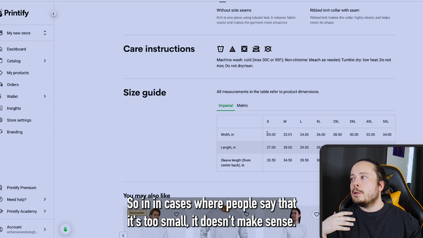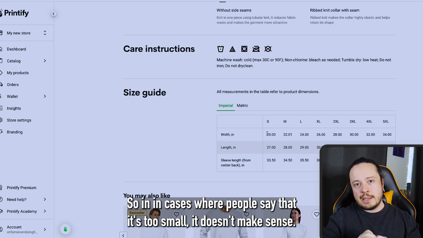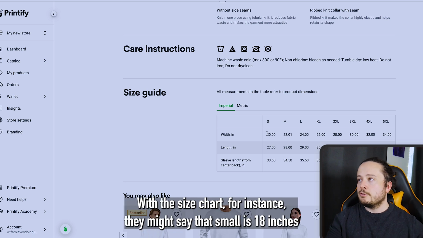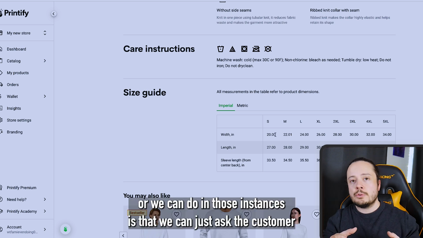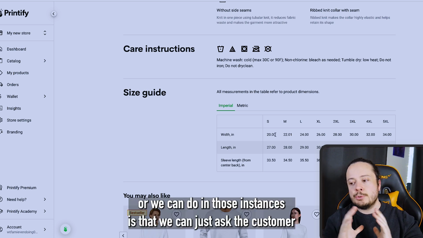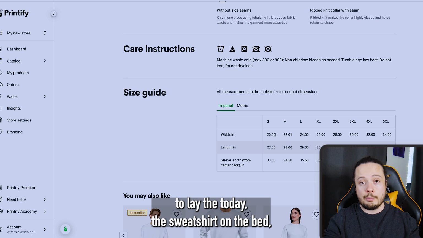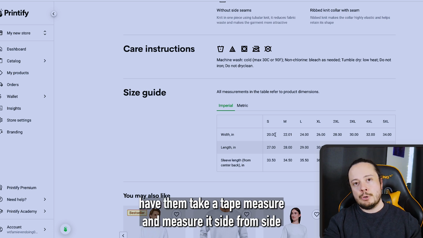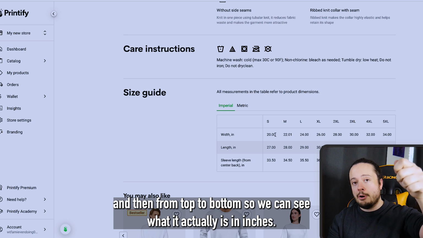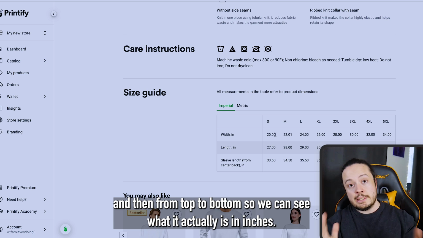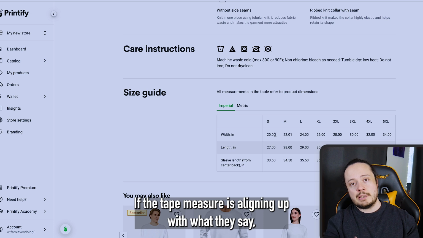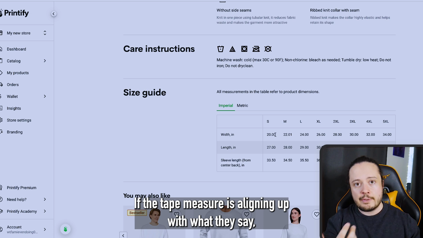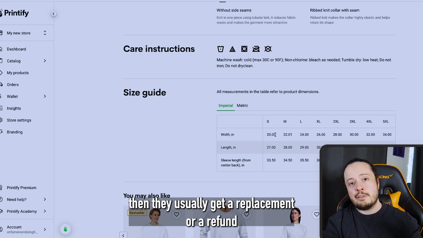So in cases where people say that it's too small, and it doesn't make sense with the size chart, for instance, they might say that small is 18 inches. What we can do in those instances is ask the customer to lay the sweatshirt on the bed, have them take a tape measure and measure it side to side and then from top to bottom, so we can see what it actually is in inches, and then take a picture of that. If the tape measure is lining up with what they say, then they usually get a replacement or a refund.